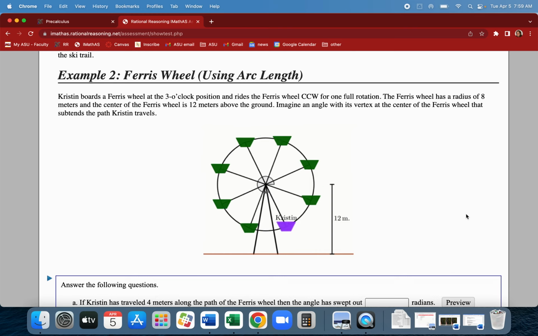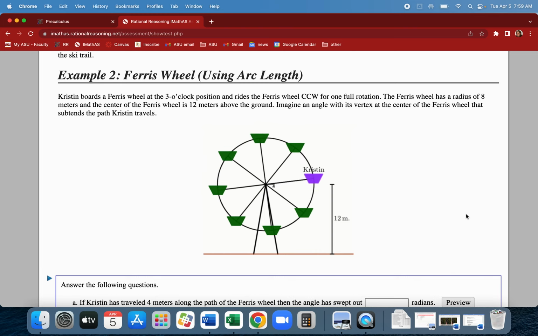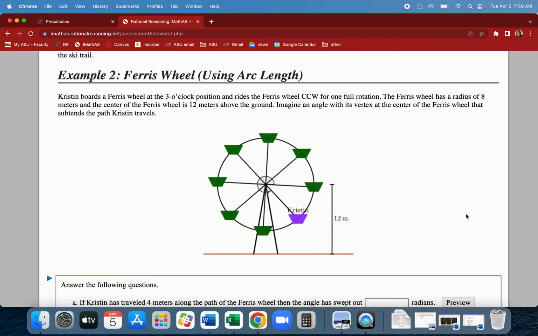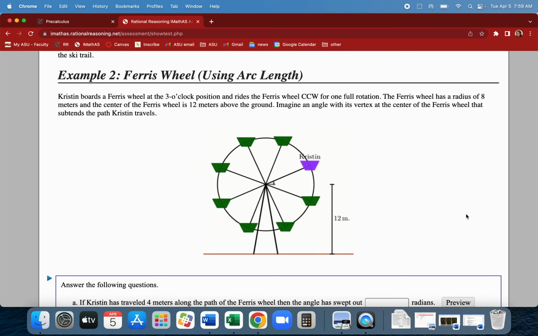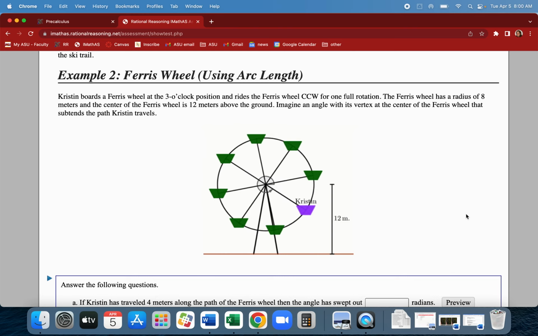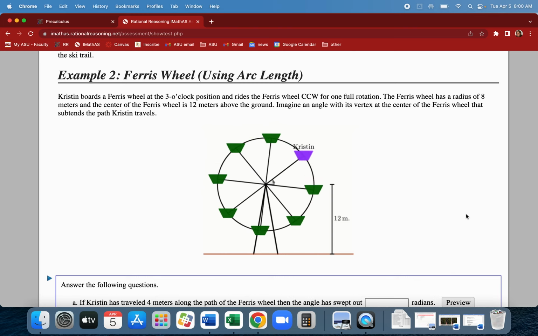Which varies here. So suppose in this picture, I've got this Ferris wheel. It says the radius is 8 meters. The center of the Ferris wheel is 12 meters above the ground.